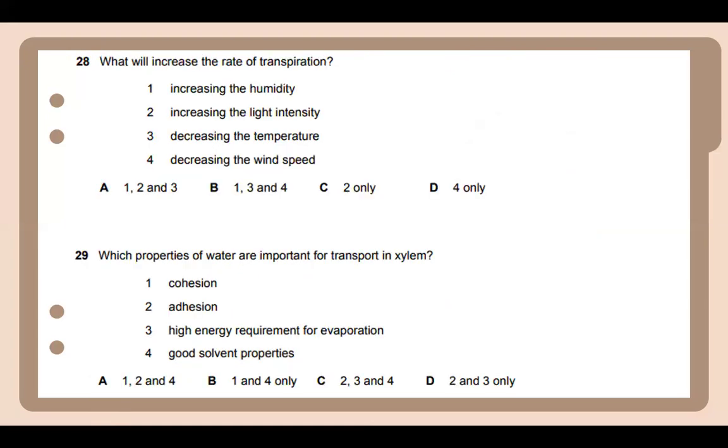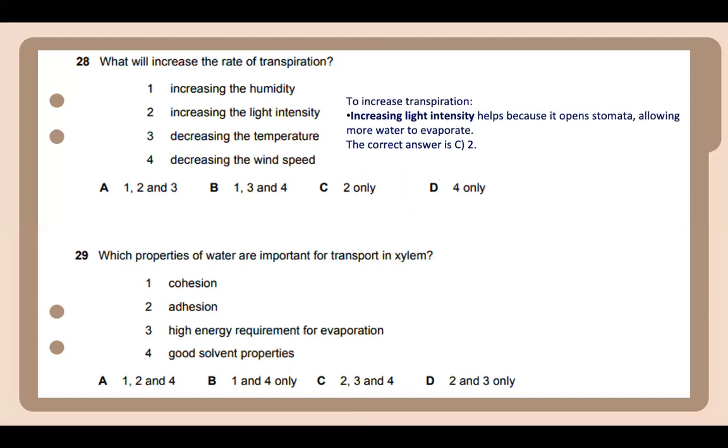What would increase the rate of transpiration? To increase the rate of transpiration is increasing light intensity, whereby it helps because it opens stomata, which allow more water to evaporate.